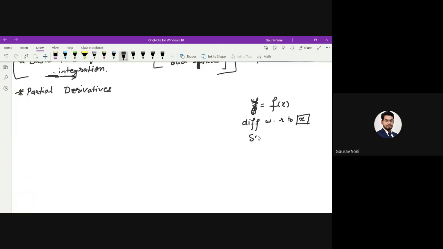So what we did was we made a small change, delta x, a small increment in x. Okay. And with respect to this small increment in x, what we find out is the change in y. So what you're studying is, for a small change in x, what will be the change in the value of y? That is nothing but the derivative. In this case, a very important point is x is the independent variable, whereas y is the dependent variable.